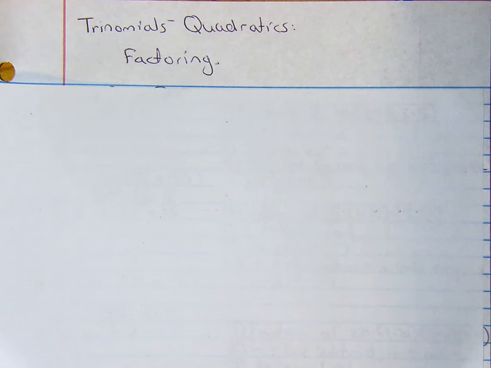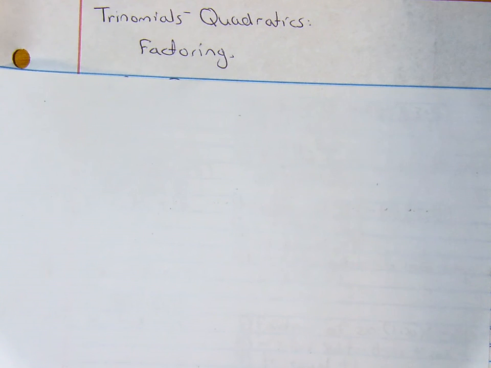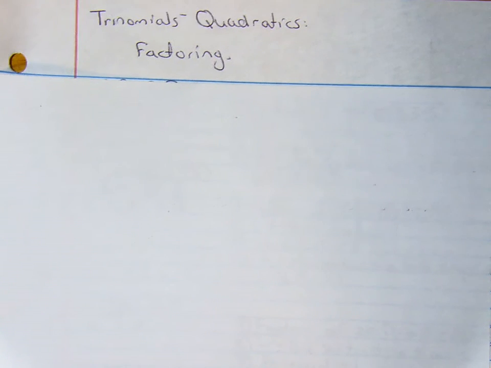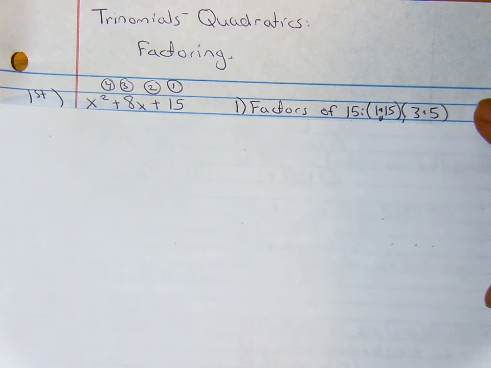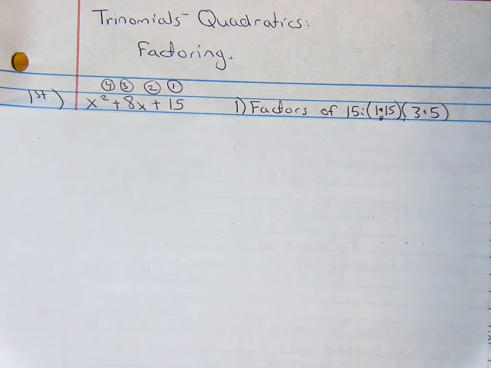Okay, so for today's bit of notes, we have quadratics, trinomials, and factoring. So we are factoring trinomials that are quadratics. And let's go ahead and take a look at this. So we have our x squared plus 8x plus 15.